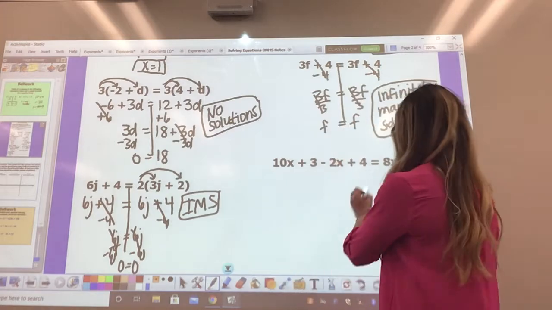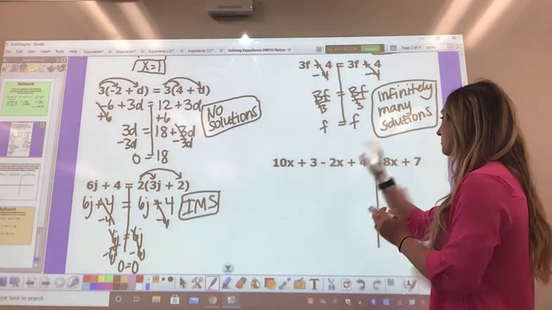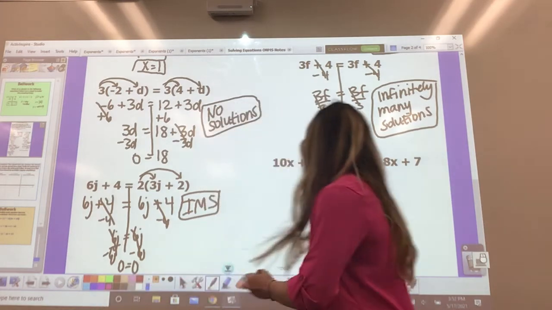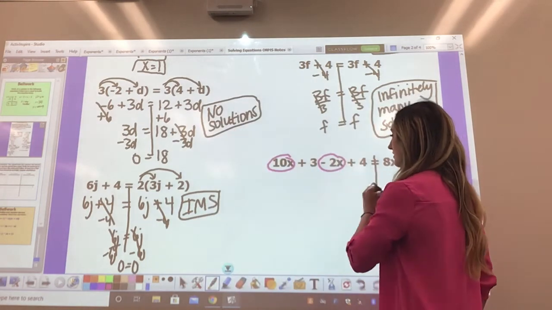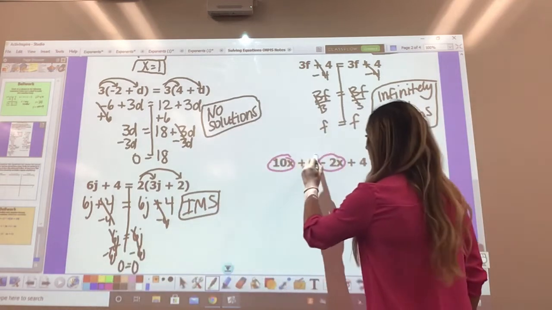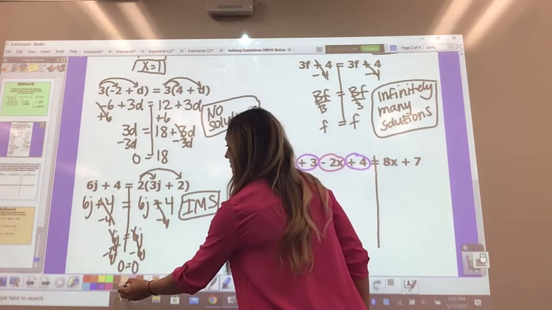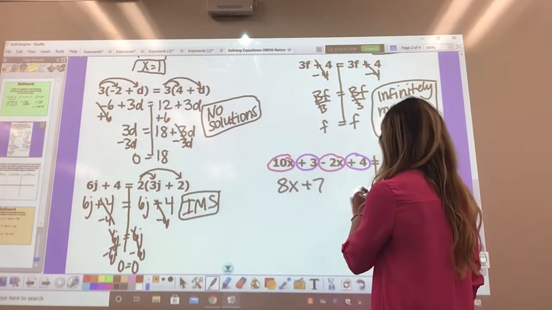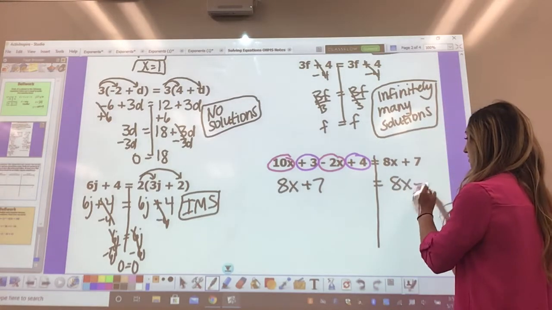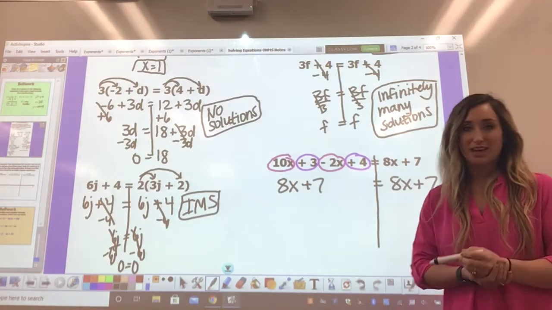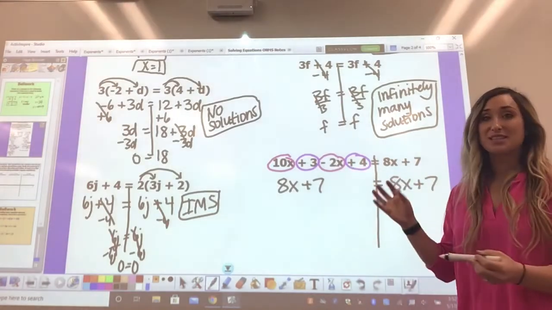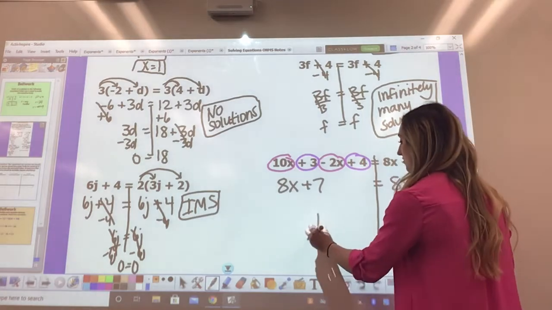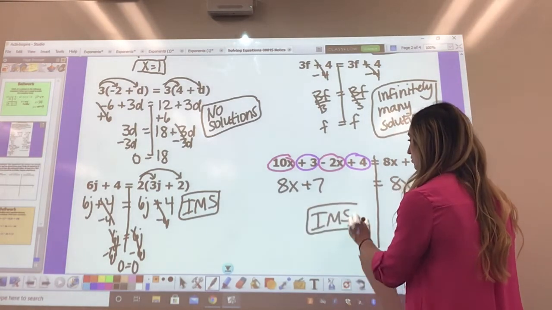And lastly, we have this big long equation that needs some simplifying to happen first. So over here we have 10x and negative 2x that can be combined, along with 3 and 4. Therefore, this equation becomes 8x plus 7 equal to 8x plus 7. Once again, we end up having the same thing equaling the same thing, and hopefully without even doing any more work, you know that this has infinitely many solutions.